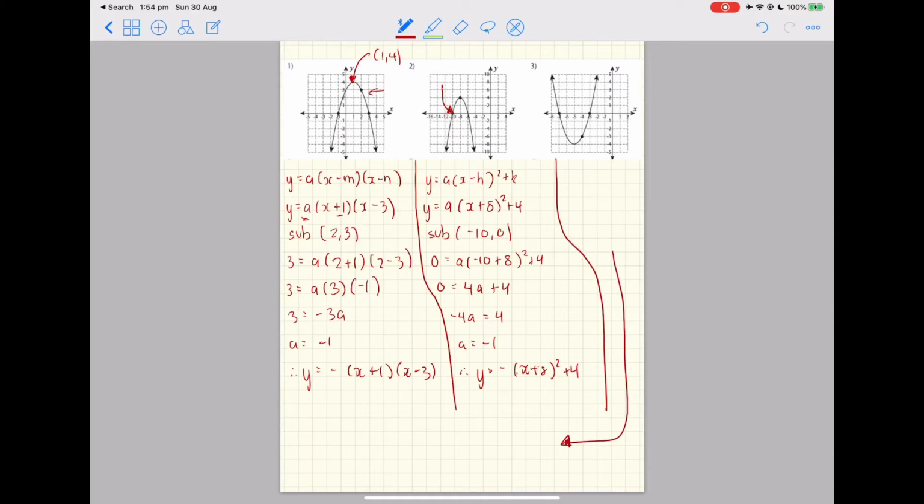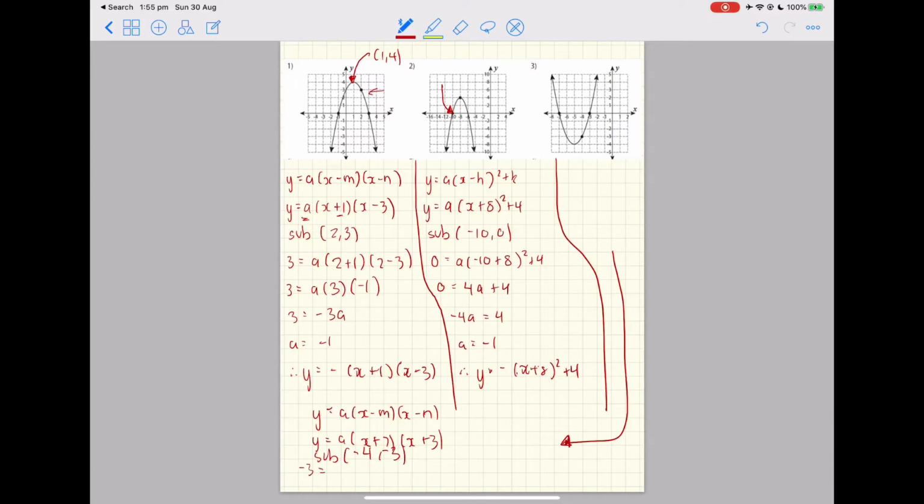So for question 3, it gives us both of the x-intercepts and one other coordinate. So it makes sense for us to use the factorized form. The factorized form, remember, was y is equal to a(x minus m)(x minus n). We'll substitute our x-intercept values in, so it'll be y is equal to a(x plus 7)(x plus 3). And therefore, we'll substitute the coordinate other than your x-intercept. So the coordinate that's given to us is (-4, -3).